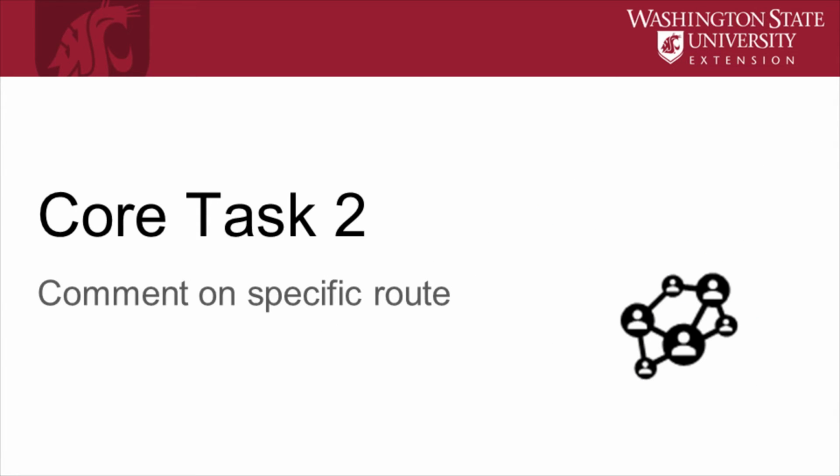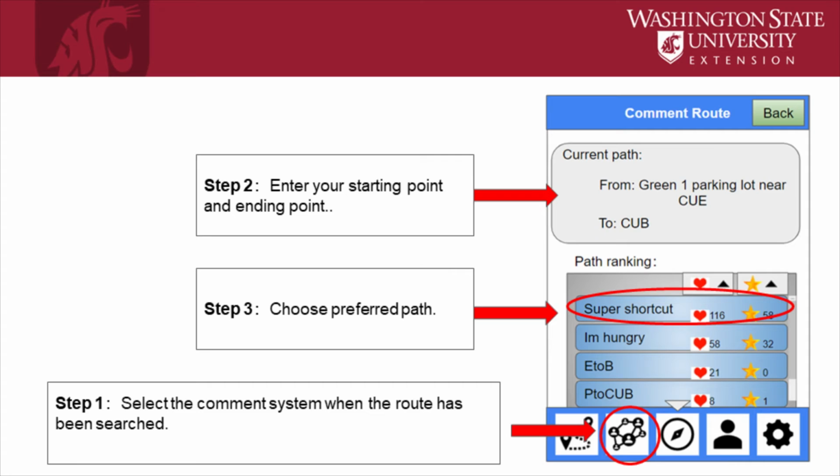Now, let's take a look at the second core task, comment on special route. We have a ranking system, and each review and ranking is unique because they are created by users. After clicking the System button, the user can see the comment route page.